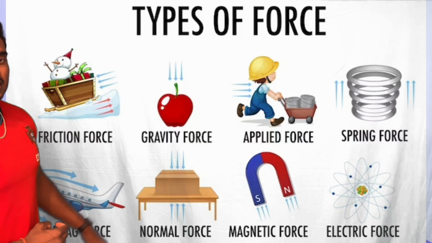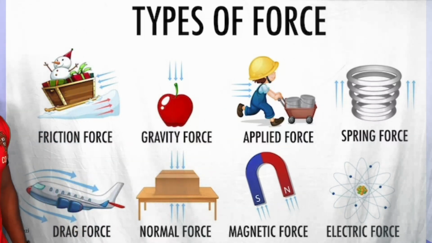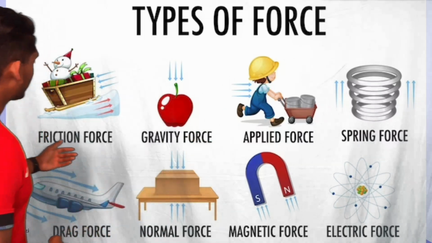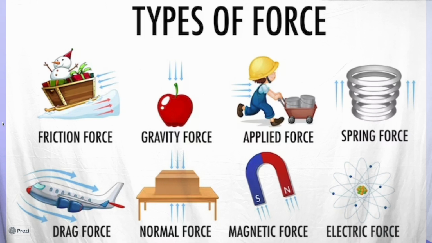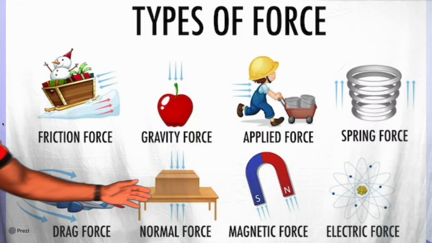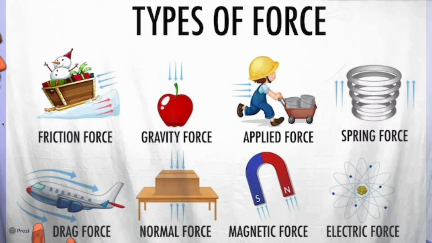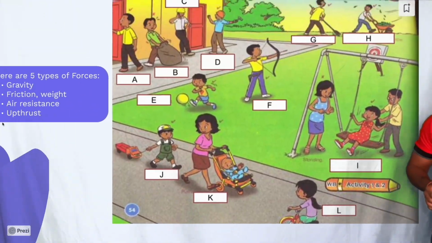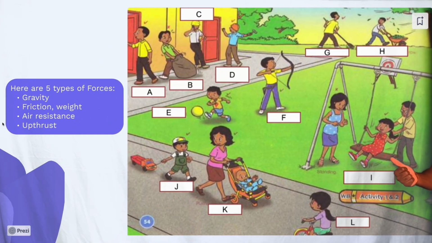We have gravity, applied force that's pushing something. We have a spring force, drag force. This is really cool. I love it when we get into aerospace. We got magnetic force, and then electric force. We're gonna be only talking about 5 main forces: gravity, friction, weight, air resistance, and upthrust.